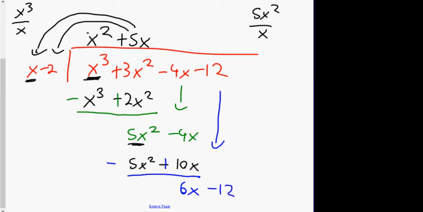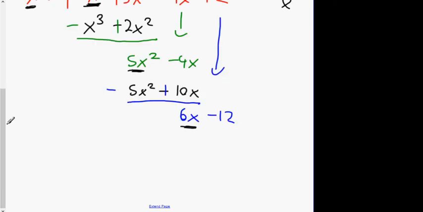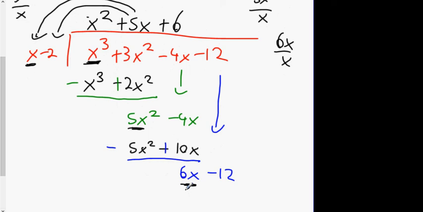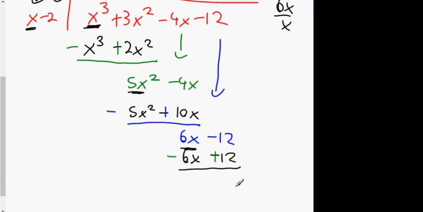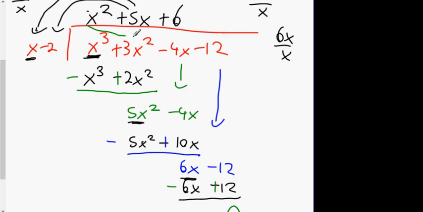Step number 1. 6x divided by x. Anybody? 6. Step number 2. Multiply 6 by x minus 2. And you get 6x minus 12. Step number 3. Change the signs. And finally, what happens? 0. What's my answer? X squared plus 5x plus 6.